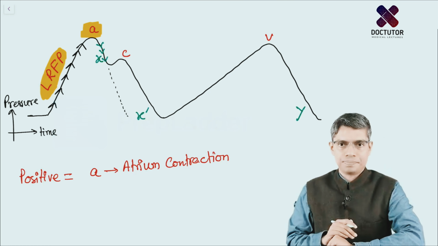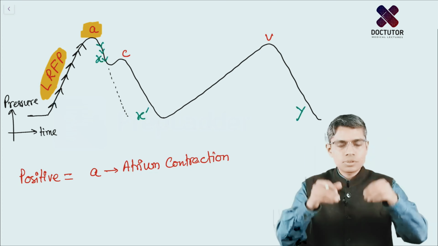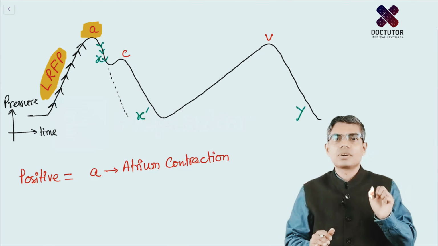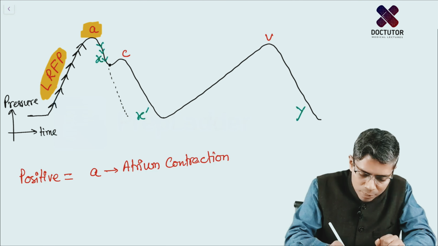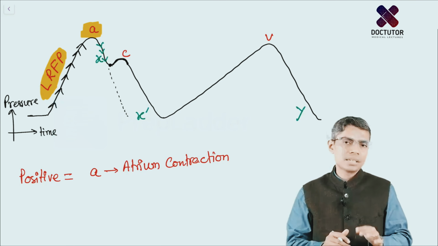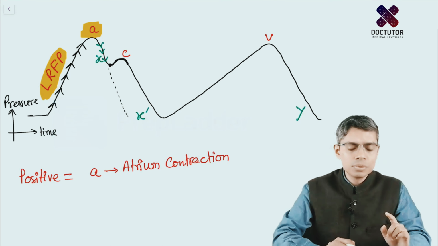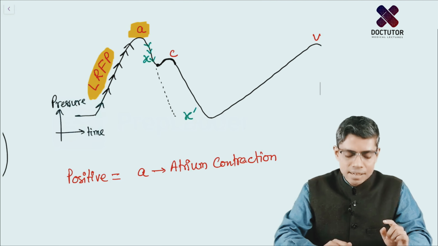Now I can understand that during this X descent, ideally the wave should fall or reach back to the baseline. Atrium pressure should reach the lowest point, but that is not happening. Suddenly there is appearance of a notch, followed by a positive wave once again. Why is this happening? To understand that, you have to look at the ventricular chamber, right ventricle.